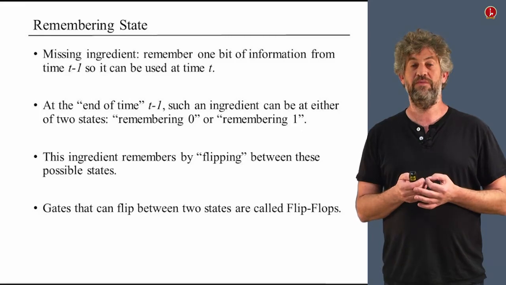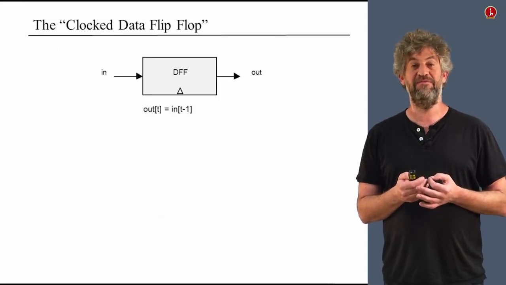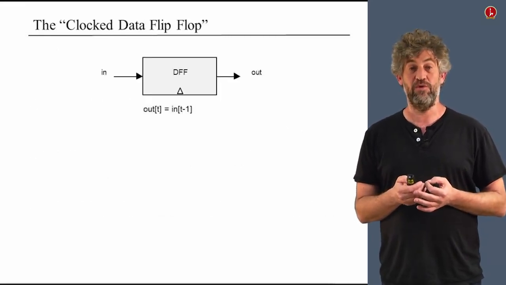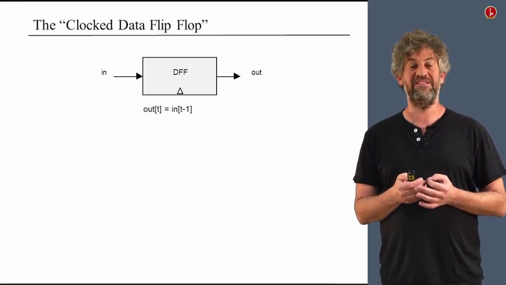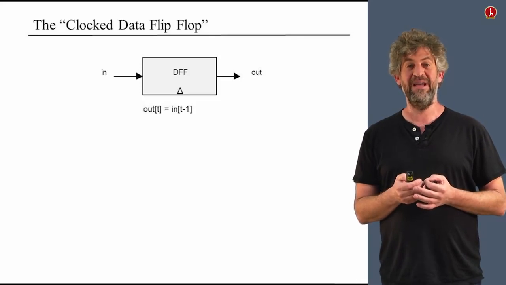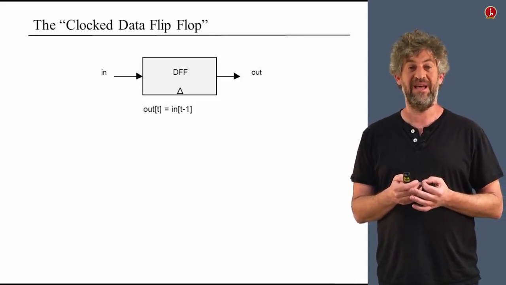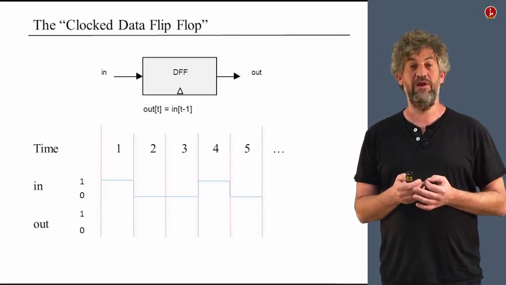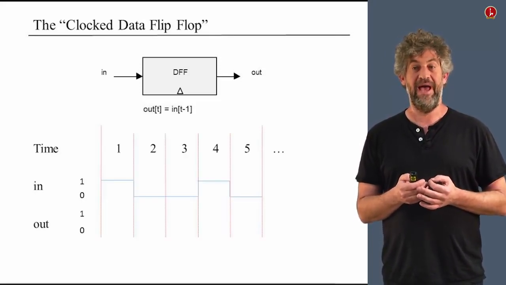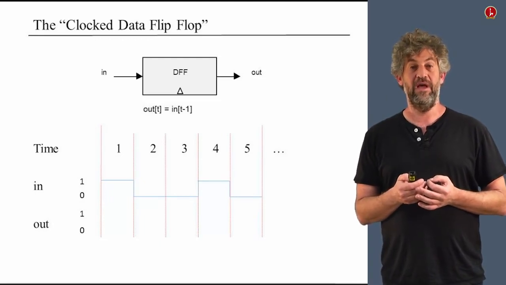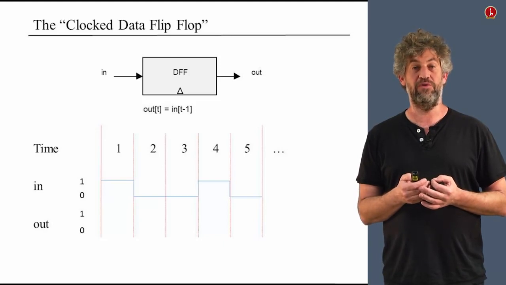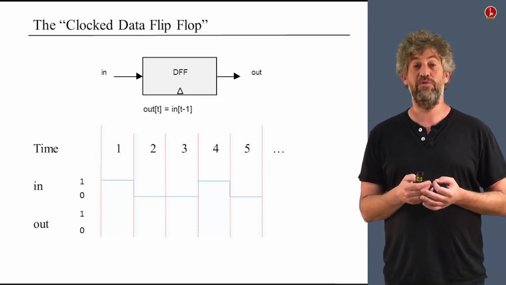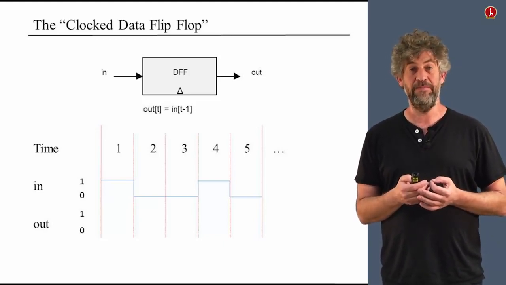So let us view now the basic flip-flop that we will be using in this course, which is called the clocked D flip-flop. This flip-flop has a single input and a single output, and it basically remembers the input from the last time unit and outputs it in the next time unit. So if we again look at the diagram of our time units and assume that our input looks like this, it starts with a value of 1 at time unit 1, goes down to 0 for time units 2 and 3, and then goes up to 1 and down to 0 again.